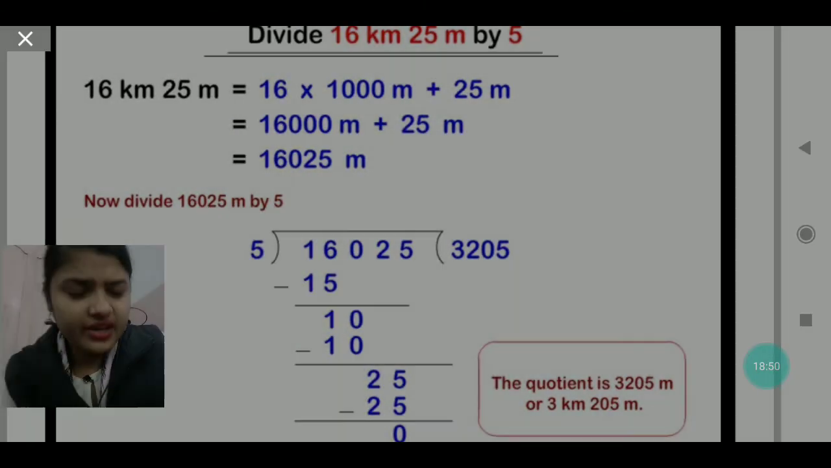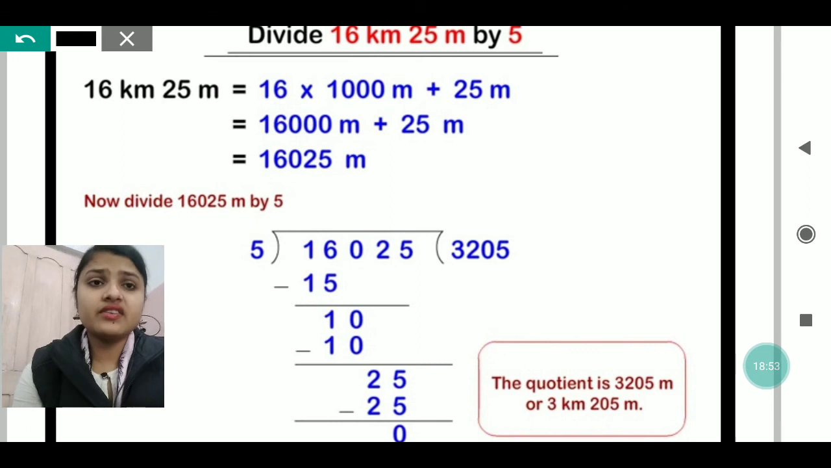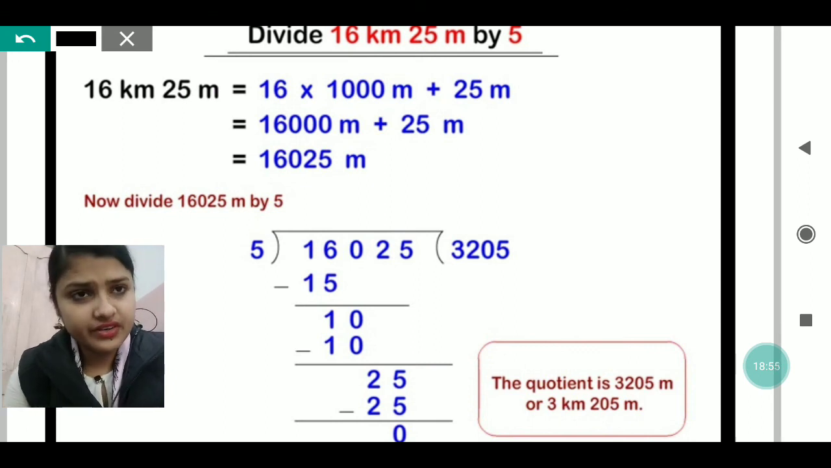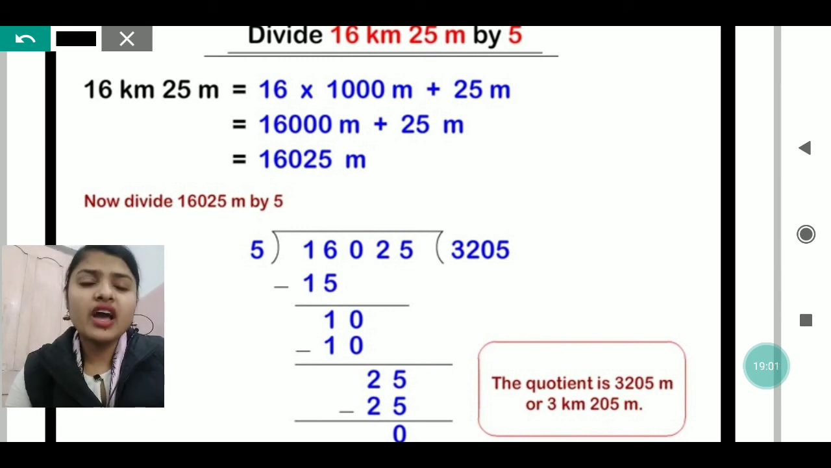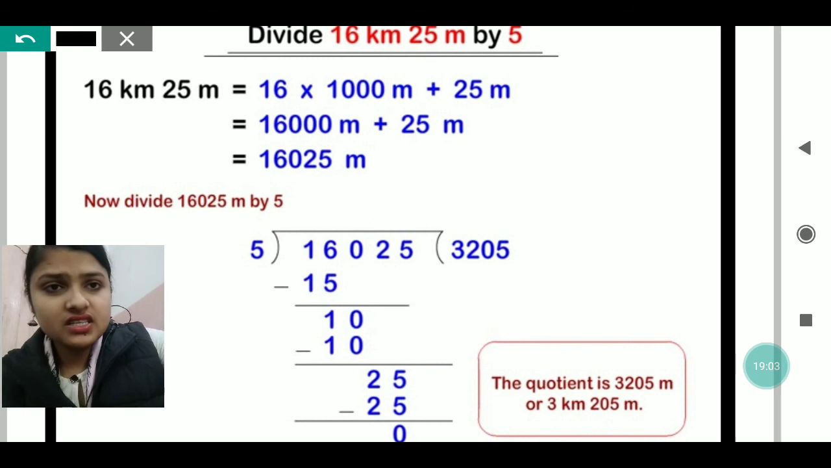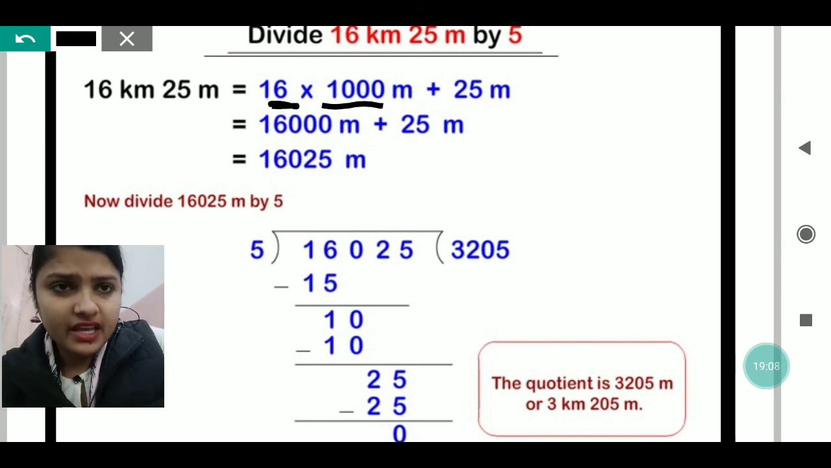In the same way, this question is also given in kilometers and meters. You have to divide 16 kilometers and 25 meters by 5. So what we have done first is convert 16 kilometers by multiplying it by 1000, and then we have added 25 to that.